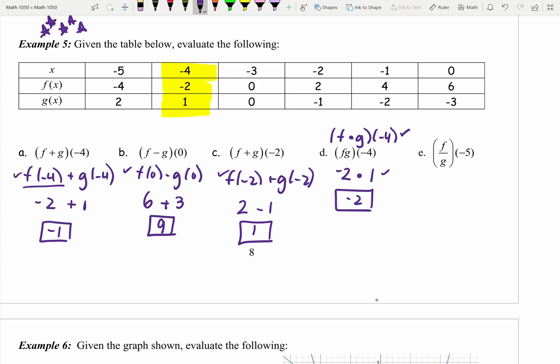Here's another thing I just wanted to clarify, just really exaggerate to you. That right here and that right here are exactly the same thing. Dot, no dot, right next to each other. That means multiply.